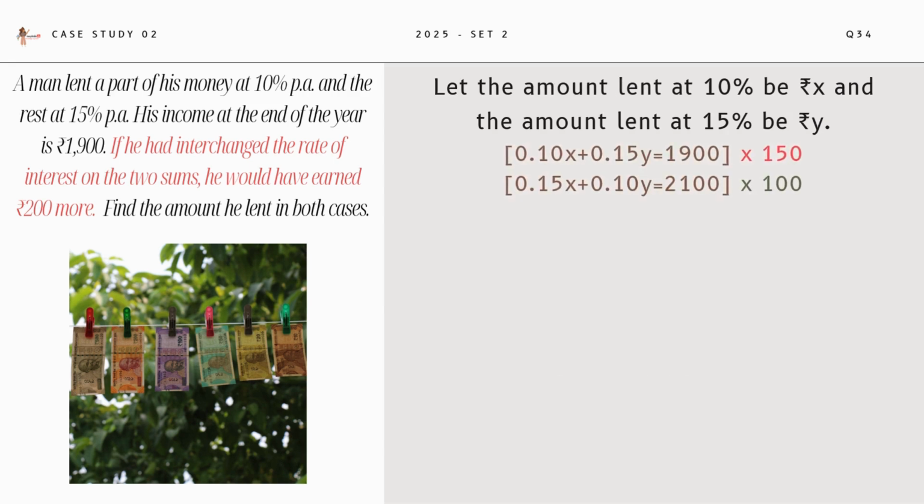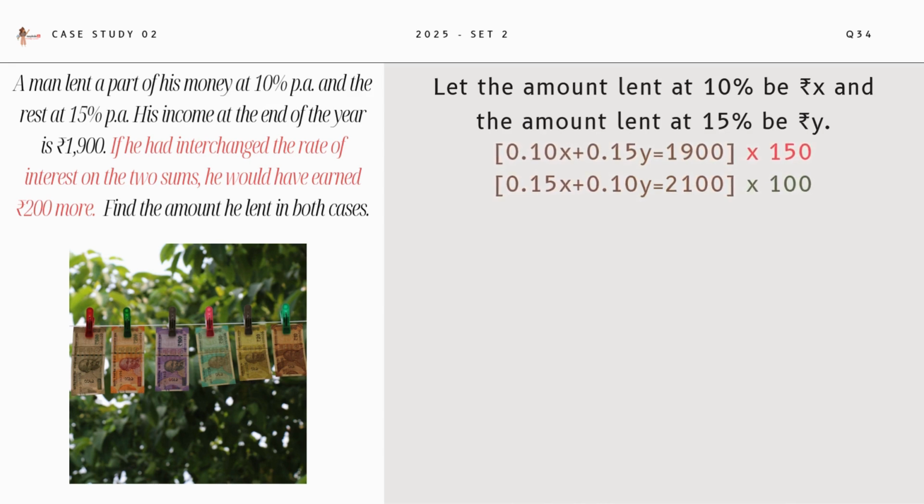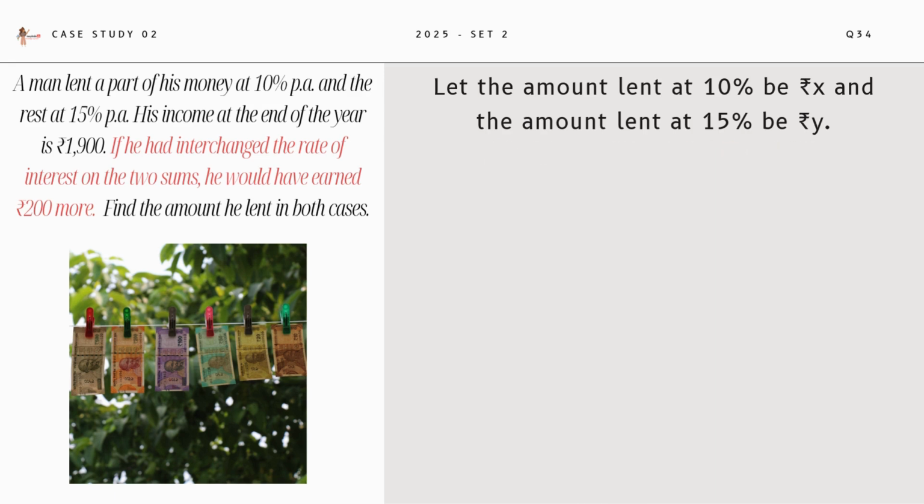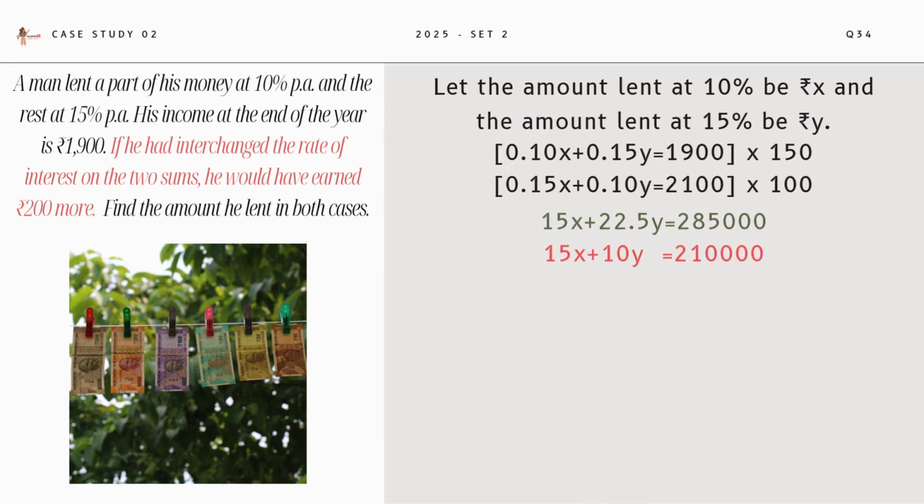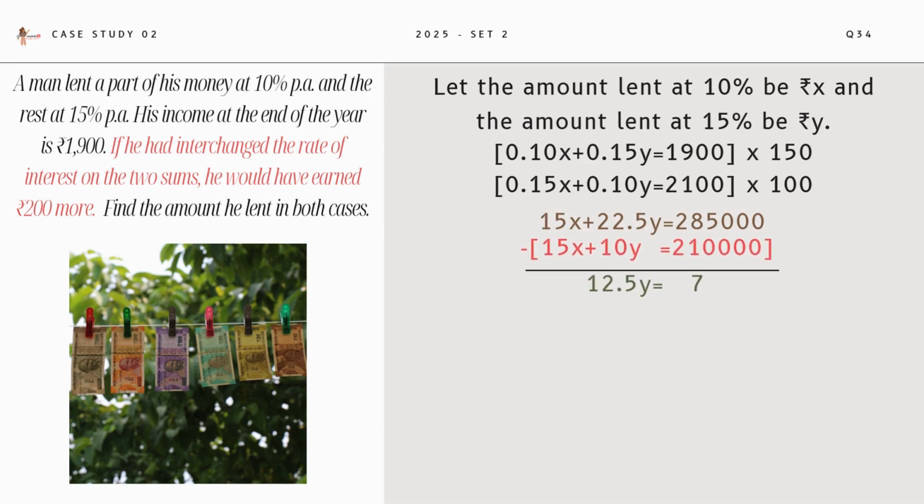Now multiplying equation 1 by 150 and equation 2 by 100. Why are we doing this? To make the coefficient of x same in both the cases so that eventually we can subtract the two equations and thus eliminate x. So we get 12.5y equal to 75,000. Thus y is 6,000 rupees.